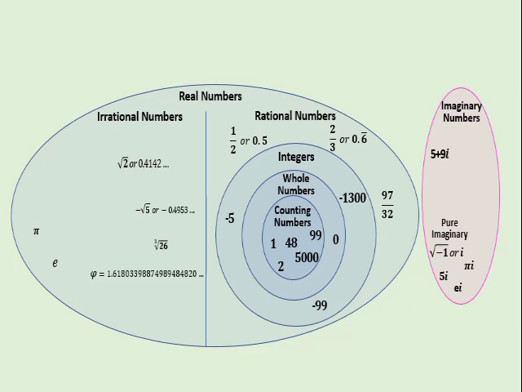We can have imaginary numbers like 5 plus 9i, 1 plus i, pi plus 2i, Euler's number plus pi i. These imaginary numbers have real and imaginary parts, and the reason should be i for imaginary number.